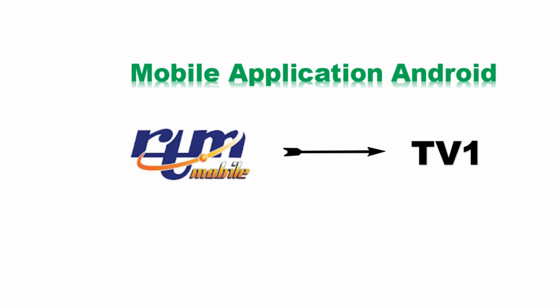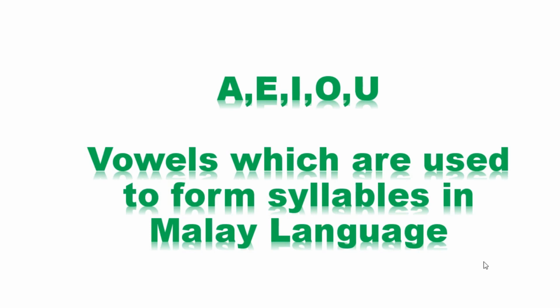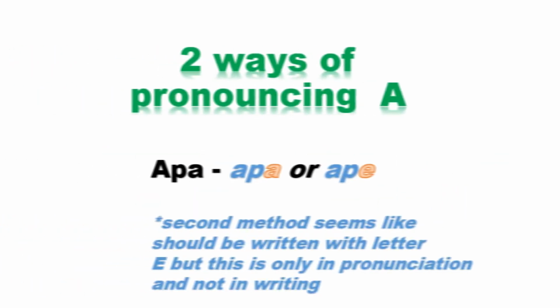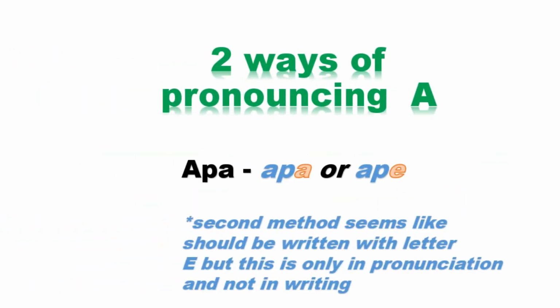Let's get back to how to pronounce Malay letters, shall we? A, E, I, O, U are the vowels which are used to form syllables in Malay language. Pronouncing A. There are two methods to pronounce A. Take the word apa, which means what.